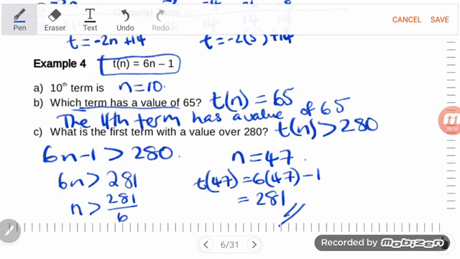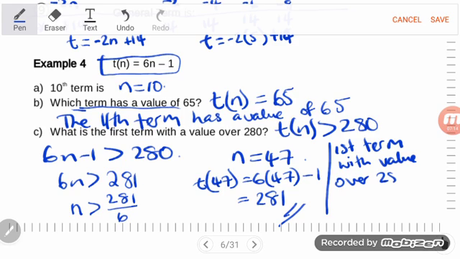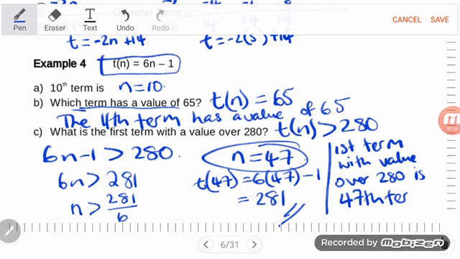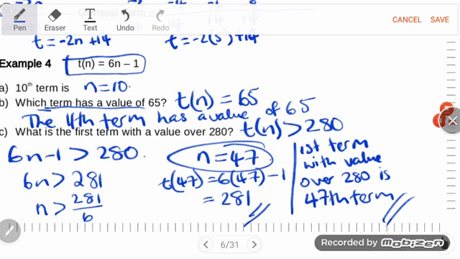Done. Not quite. Sorry, it's a word question. Word questions deserve word answers. So the first term with value over 280 is the 47th term. And now we're done. Thanks for watching.